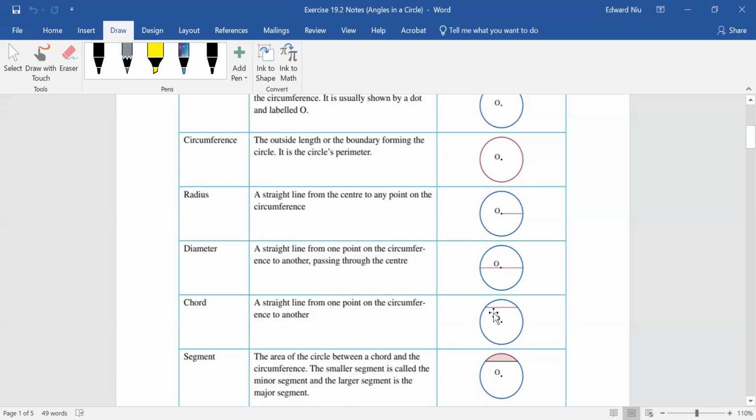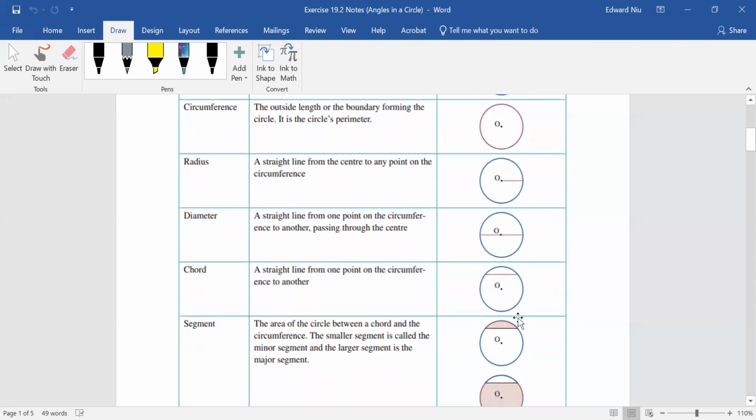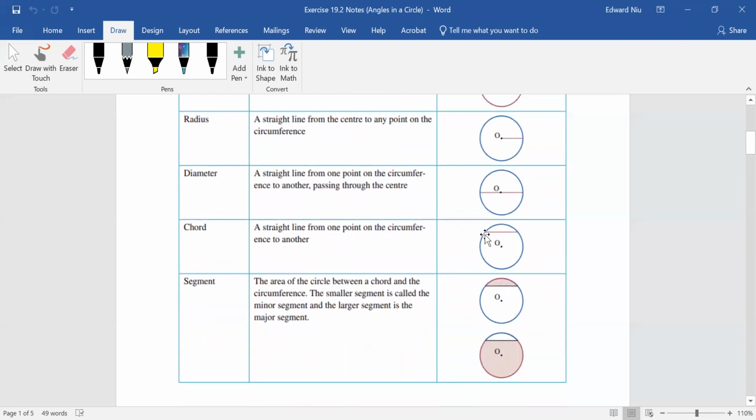A chord is when we have just any random line which doesn't cross through the origin, otherwise it'd be called the diameter. So a chord is a straight line from one point of the circumference to the other, key note, straight line. And then we've also got a segment, which is what happens after the chord has split the circle into two segments, a small one and then a larger one if this chord is at the top of the circle, respectively, as we can see.